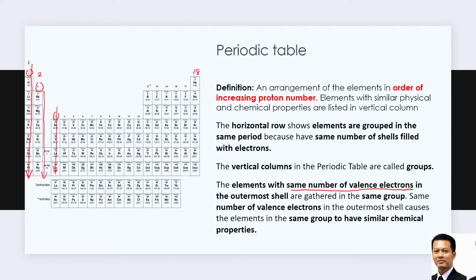This is group 13, group 14. The calculation is a little bit different, but it shows that they are grouped together in the same group because they have the same number of valence electrons in the outermost shell. And all these are groups.